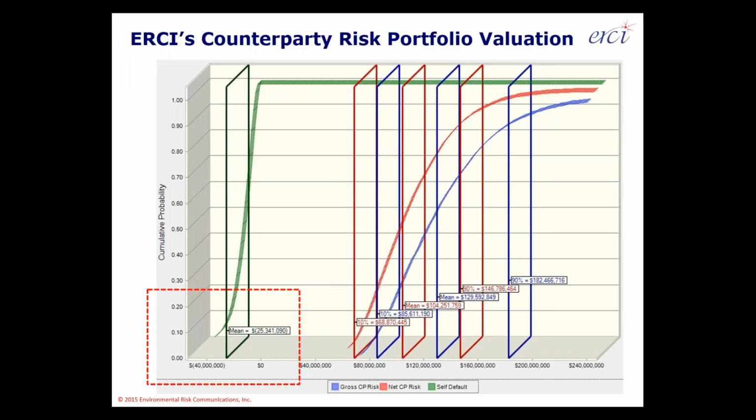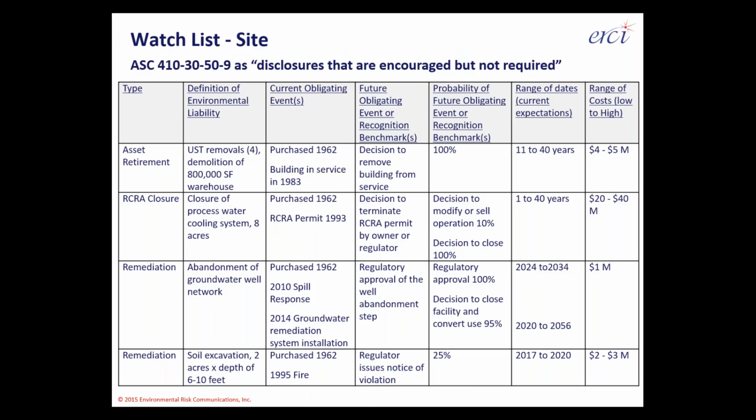What you generate from there is a display that looks like this, that shows you not only the value in the lower left of your own default, but also the probability and cost of everyone else defaulting on you and increasing your enterprise's own liability. Other places to use this information are in generating a watch list for an entire portfolio or an individual site.